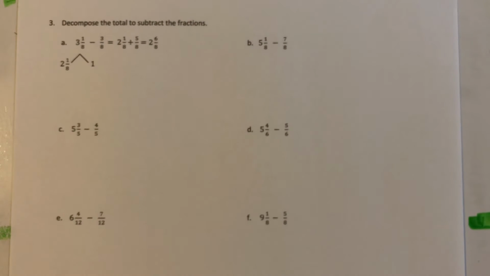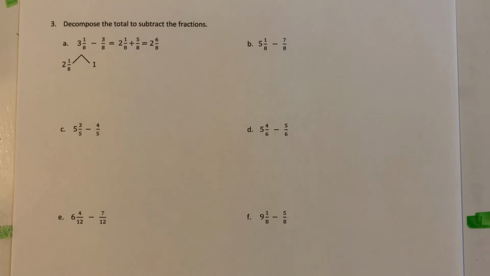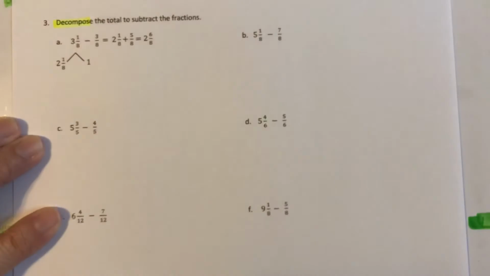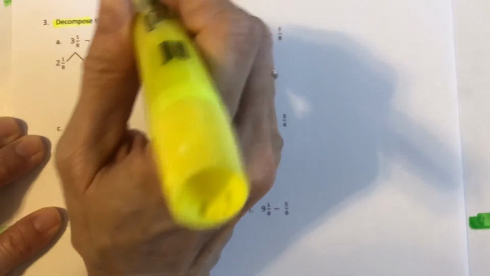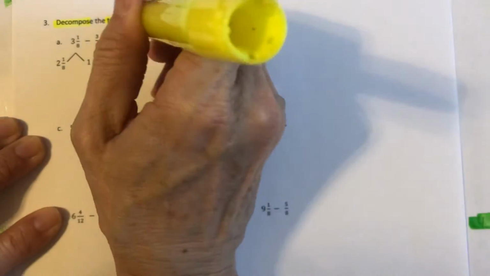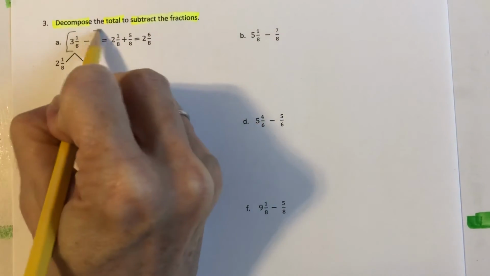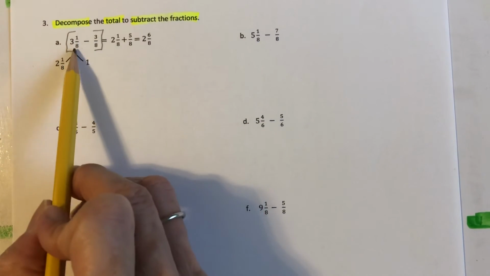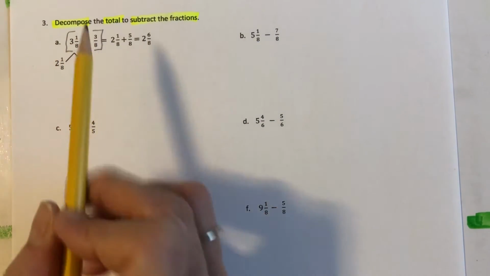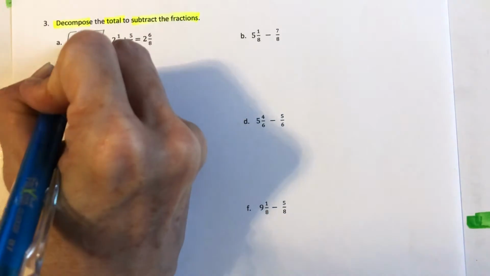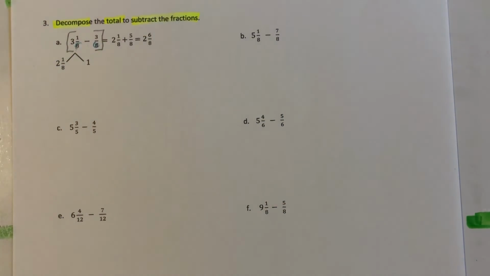Moving on to your last section, section 3. This looks a little bit complicated, but it's not. You want to decompose these totals, decompose your totals to then subtract your fractions. So if we look at this problem, the actual problem is really 3 and 1/8 minus 3/8. So that's your original problem. And your unit fraction is 8ths. That's what you want to be working in.